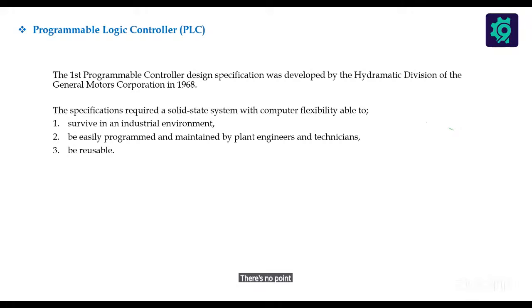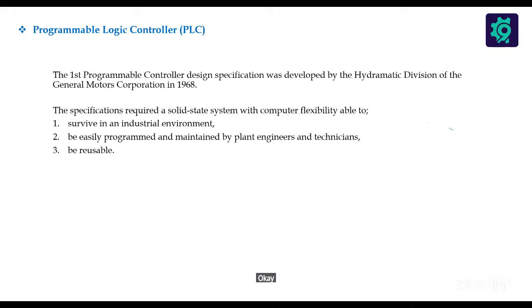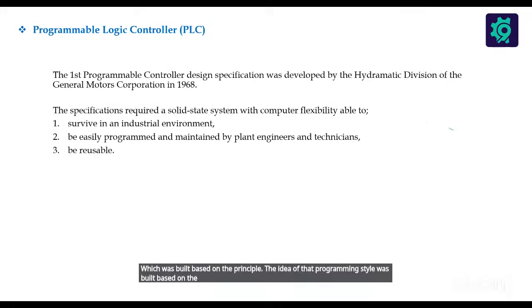There's no point. And that was what brought about the most common PLC language, which is called ladder programming, right? The idea of that programming style was built based on the principle of relay systems.